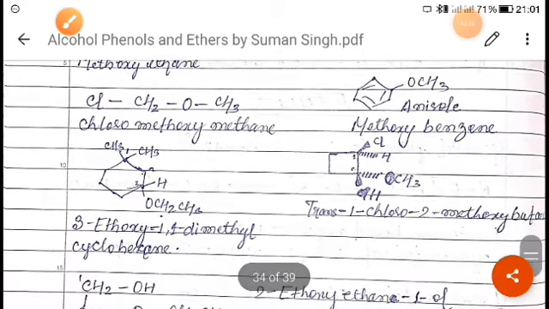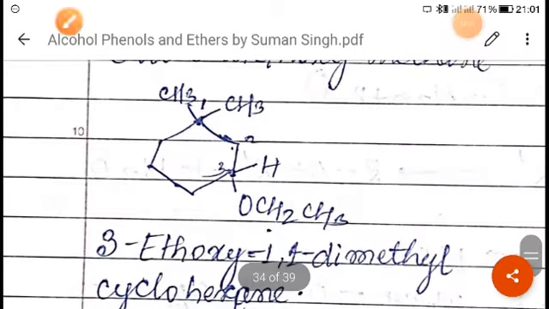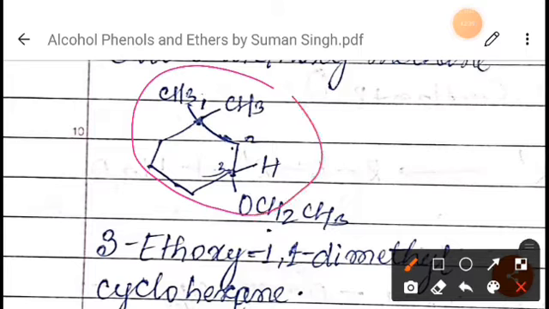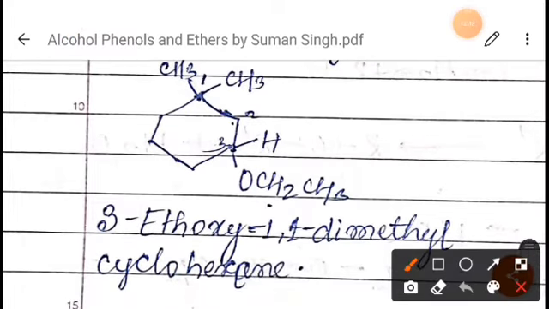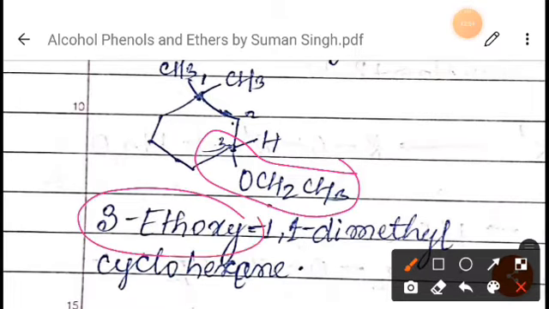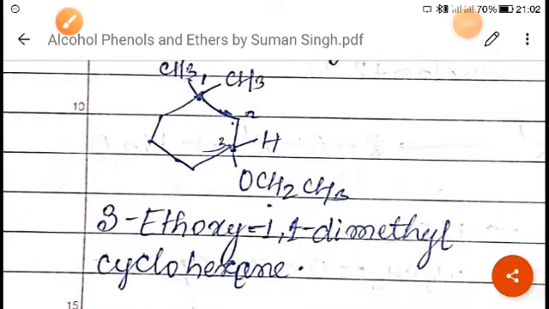Now the next example is this. How to do this? Suppose this group is given here. How will we give the numbering? It should be 1, 2, 3 and 4, right? So how will we name it? First of all, we will go according to alphabetical order. So we will write ethoxy, 3-ethoxy, 1,1-dimethyl, as you can see. And what is this? This is a cyclohexene, right? So we have written cyclohexene here.